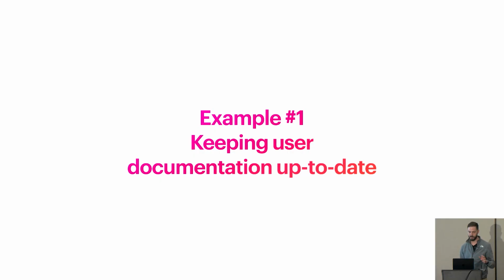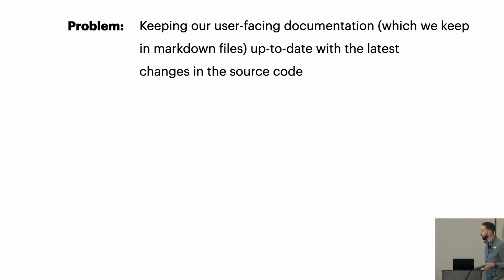All right, so the first example: keeping user documentation up to date. What's the problem that we want to solve? We have some sort of application and we have user-facing documentation, and if we make changes to the application, then someone always has to go and make updates to the documentation, right? Otherwise, it's going to be out of date. I think that's something we probably all know, like out-of-date documentation.